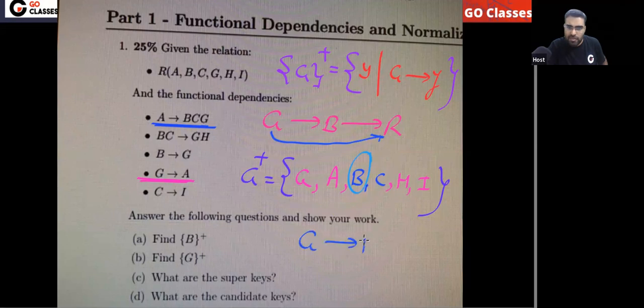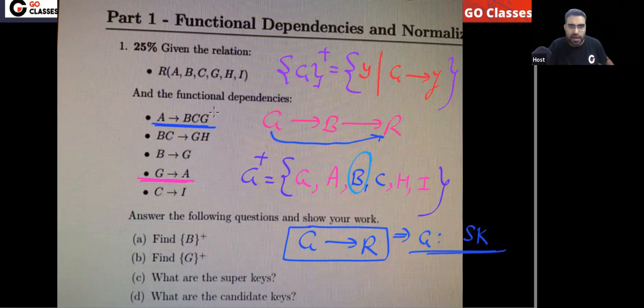So tell me, G can determine R. What does that mean? That means G is a super key. And is it minimal? Remember this G is a super key and minimal. This is minimal also because this is a single attribute. So that is the reason I can say this G is a candidate key. Yes or no? So we got this G is also a candidate key. Very simple. Is this clear? Did you understand? Please tell me.